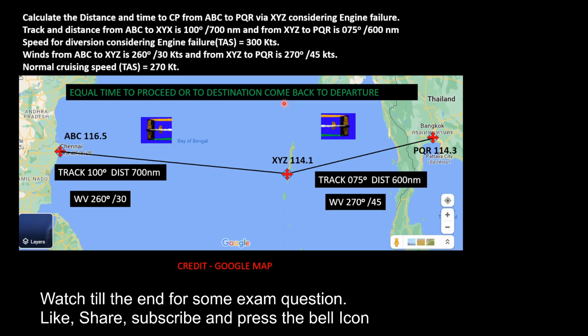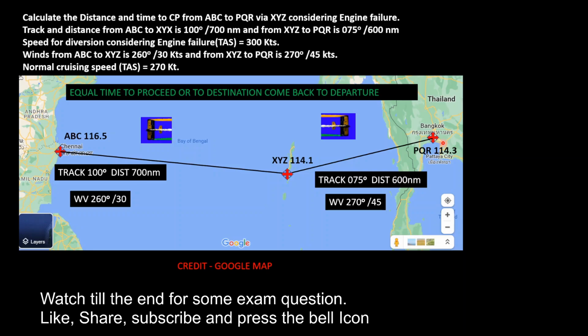To calculate the distance and the time to CP from ABC, that is this place Chennai, and let's assume that Chennai has a VOR of 116.5, to PQR, in this case Bangkok, with an en route turning point with a VOR which is XYZ 114.1. The track and distance from ABC to XYZ is 100, 700 nautical miles, and that of the second leg, XYZ to PQR, is 075, 600 nautical miles.